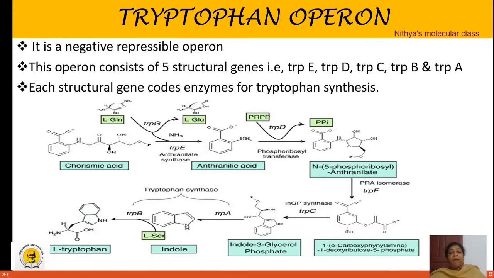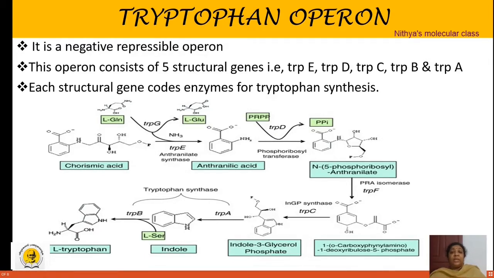We have only 3 structural genes in the lac operon, but here you have 5 structural genes. That is trpE, trpD, trpC, trpB and trpA. They are all involved in the various stages of tryptophan synthesis from chorismic acid to tryptophan. So each structural gene codes for one enzyme here.